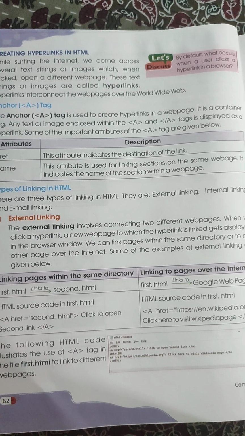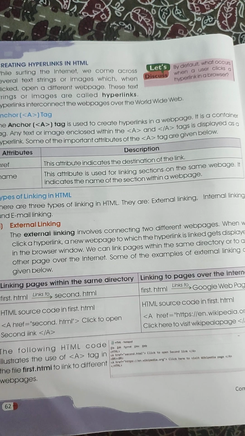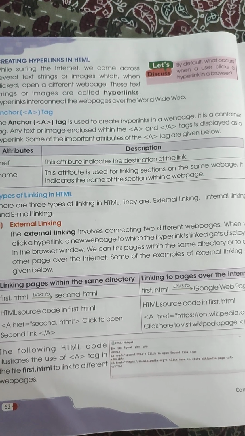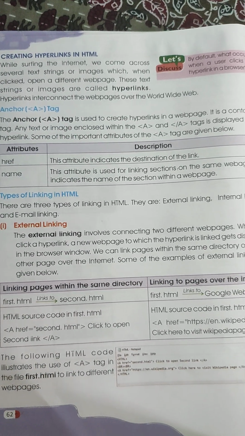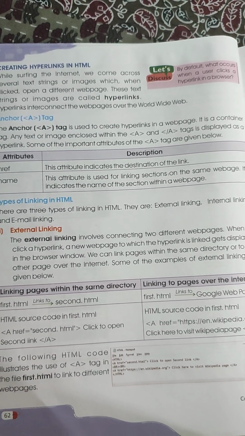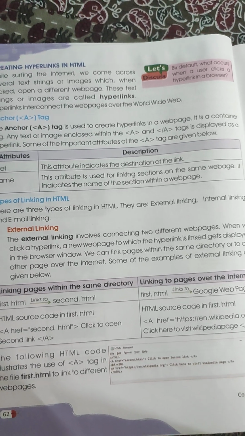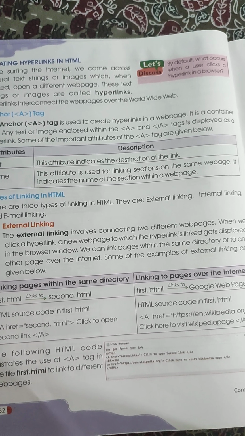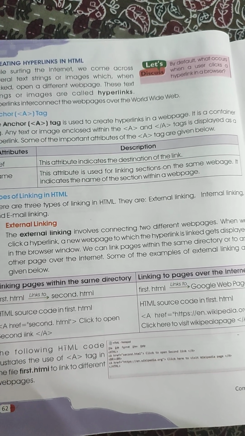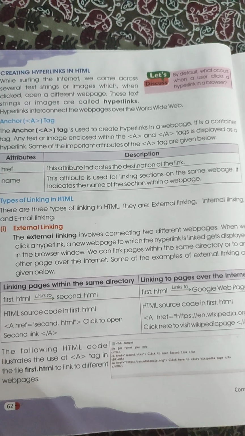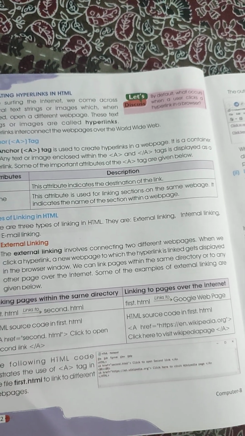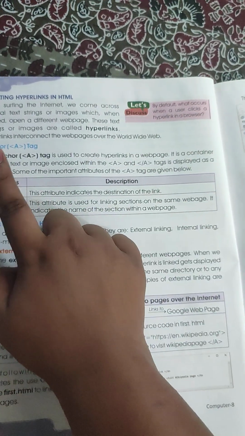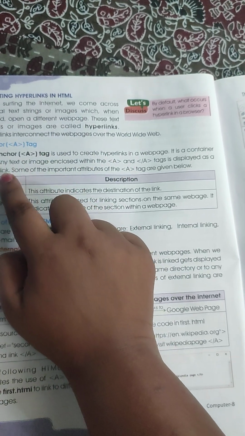So the next is what? The anchor A tag. The anchor A tag is used to create a hyperlink in a web page. So it is a container tag. And what is a container tag? I have told you in the previous chapter the container tag and the empty tag. The container tag requires both the opening and the closing tag, while the empty tag only requires an opening tag. It doesn't have the closing tag. So any text or image enclosed with the A and /A, the closing A tag, is displayed as a hyperlink.